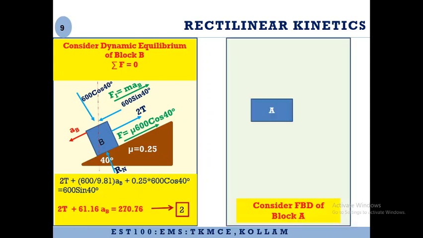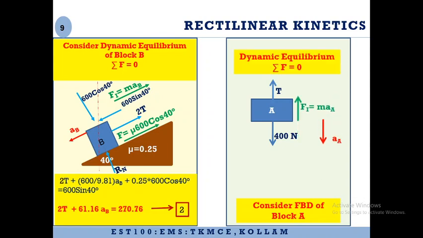Now considering the free body diagram of block A, 400 Newton is acting downward, and tension is acting upward. AA will be acting in the downward direction. Therefore, the inertial force will be acting in the upward direction. Under the action of the inertial force, the body is in a state of dynamic equilibrium. You write the equation of equilibrium. You will get T plus 40.77 AA equals 400. This is our equation number 3.